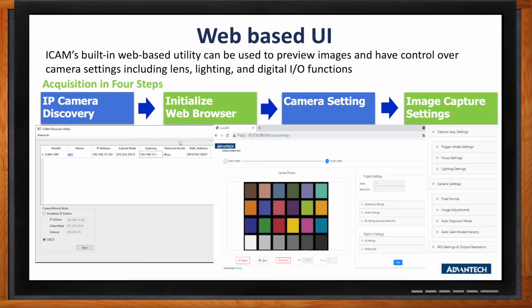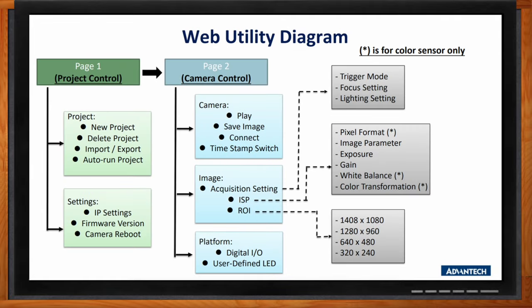Cool. Now, can you walk me through the workflow here as well? Sure. Here's a diagram of how to create and manage new projects using our built-in web utility. Not only can you manage the project, but you can control the settings and set the values in the camera. Customers can create new projects, set lighting, lens focusing and trigger modes, as well as the image settings, such as pixel format, image parameters, exposure, gain, white balancing, and so on, making it easier for a customer to interact with it without having to code anything in the back end.